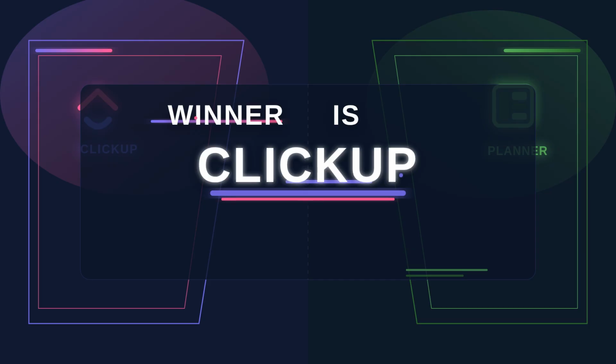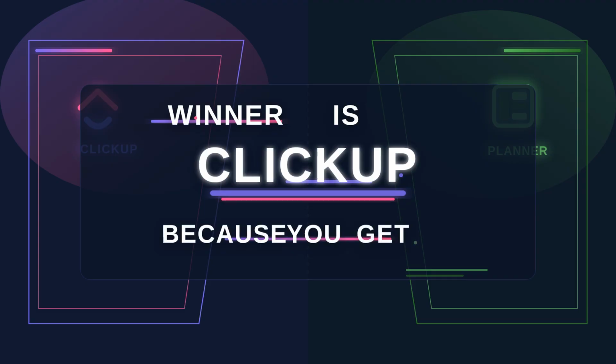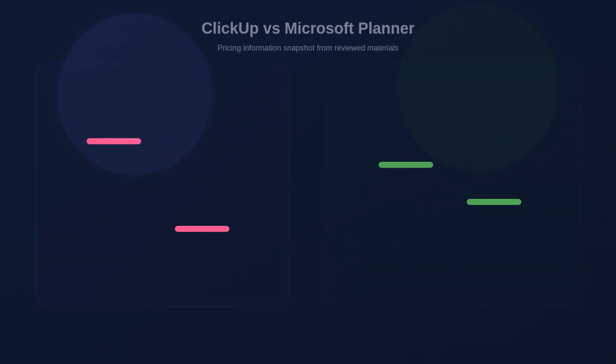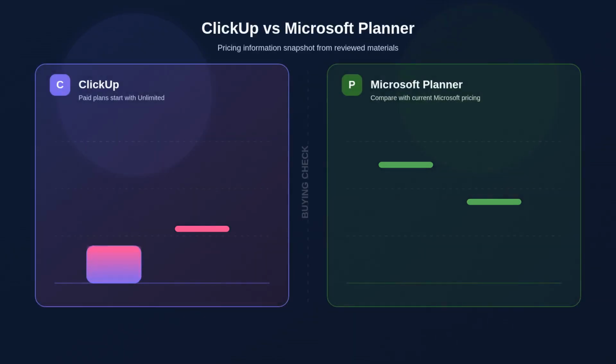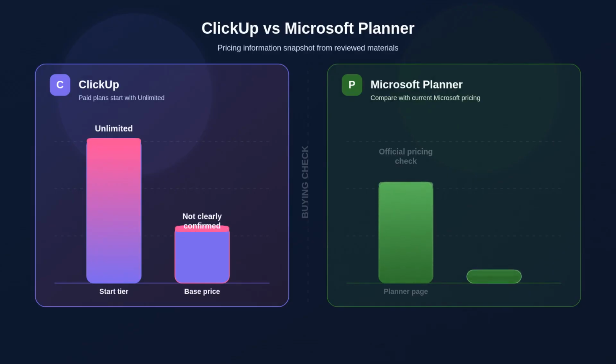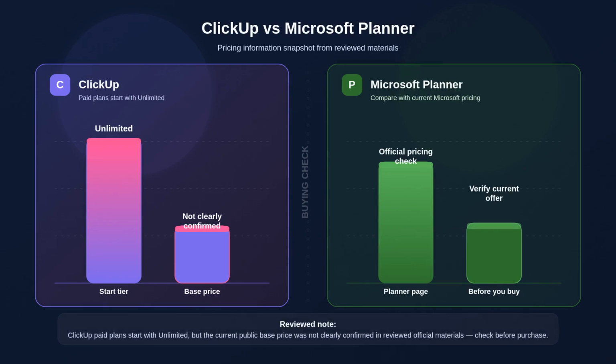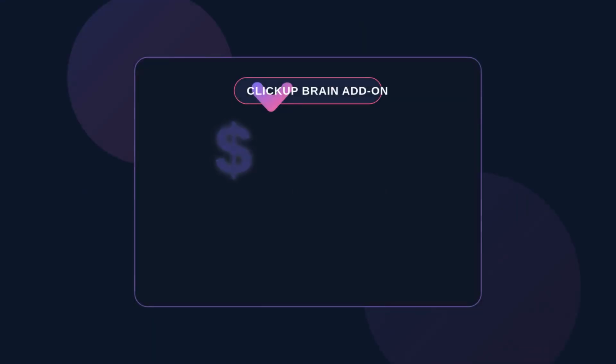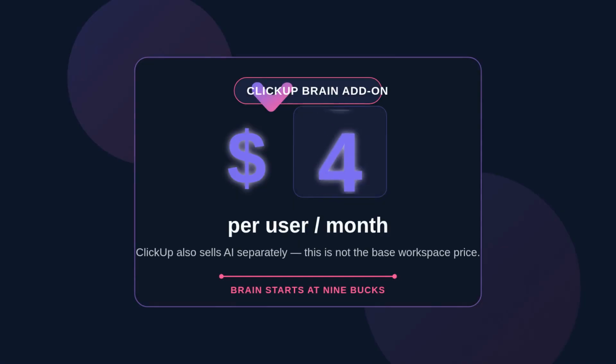Now, pricing. ClickUp does have a real free plan called Free Forever, which is great for personal use and testing. ClickUp also has paid plans starting with Unlimited, but the official materials I reviewed did not clearly confirm the current public base price, so check before you buy. ClickUp also sells AI separately, with Brain starting at $9 per user per month. But that is not the base workspace.